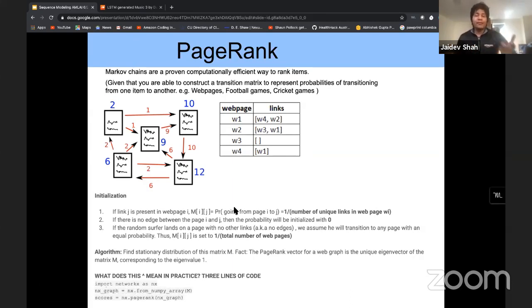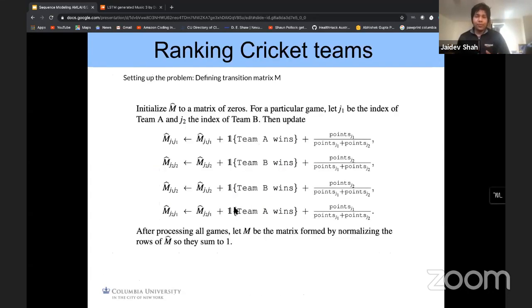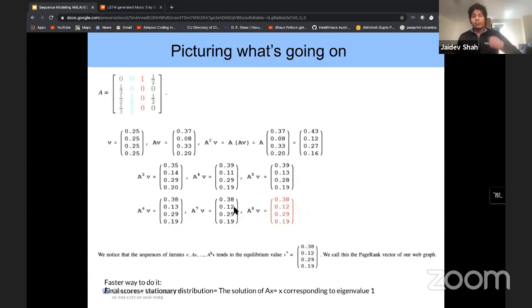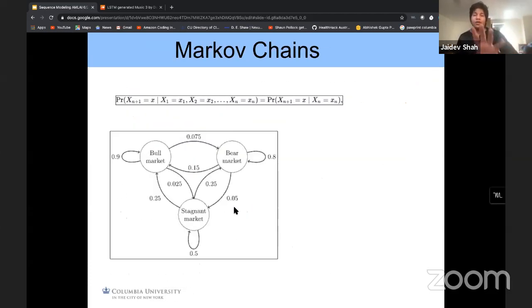But once we have this transition matrix, you can now use what's called the PageRank algorithm to predict the most popular web pages that you want to recommend to a user. And all of this is possible using this one very simplistic Markov chain assumption.